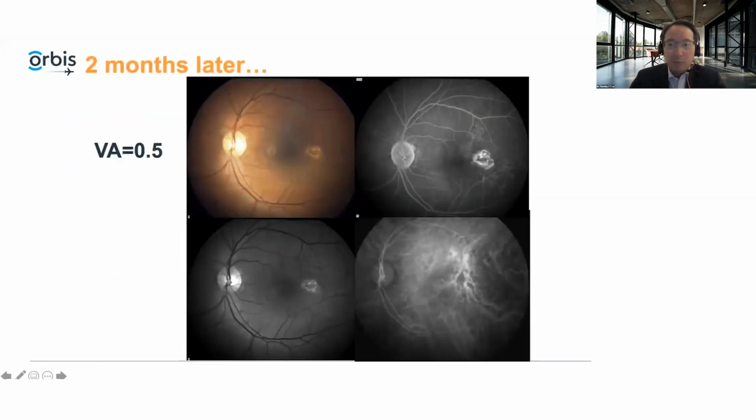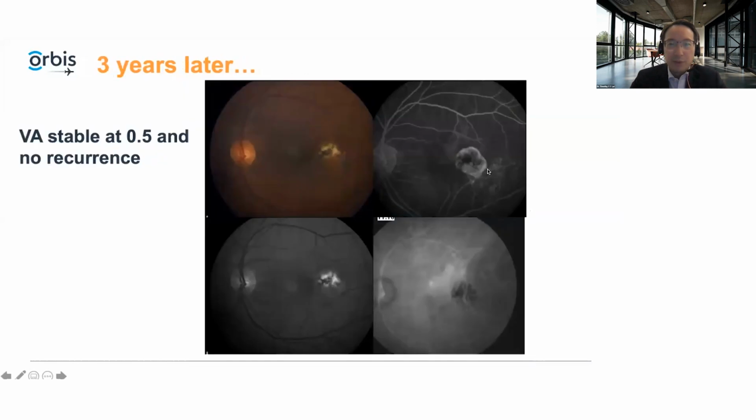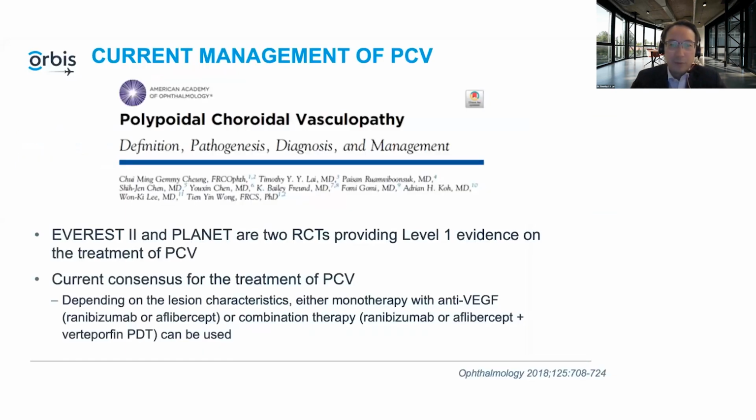Two months later, you can see this polypoidal lesion completely gone on the ICGA with good improvement in visual acuity. Over 3 years, this was still stable, but there was some enlargement of the scar. So if the lesion is well away from the fovea, we can still consider doing thermal laser. But if it's closer to the fovea, then we should not do it because it can damage the fovea. So what's the best treatment nowadays?